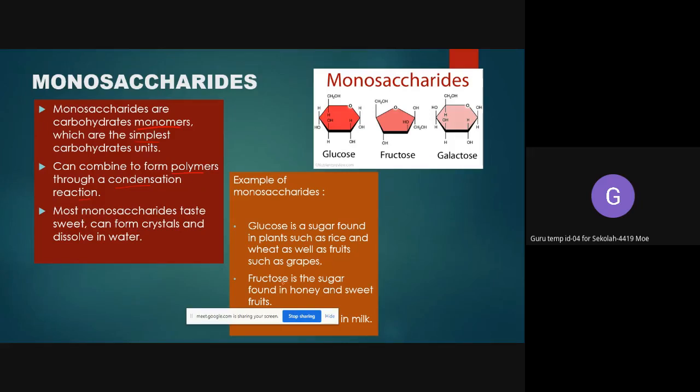Fructose is the sugar found in honey and sweet fruits. Galactose is found in milk.